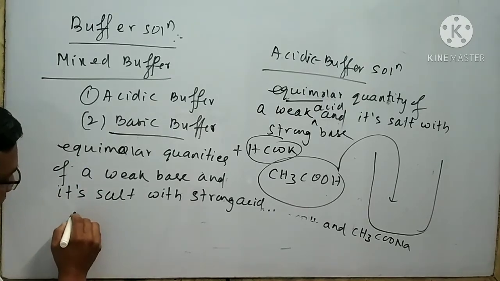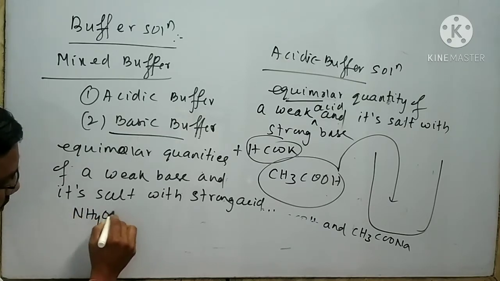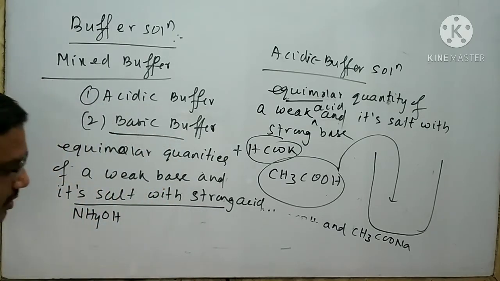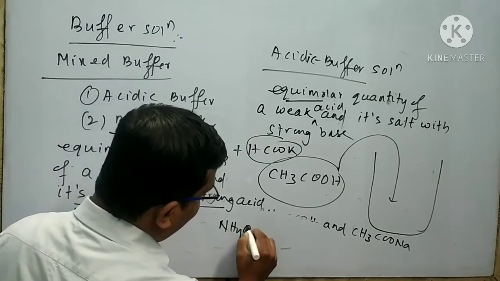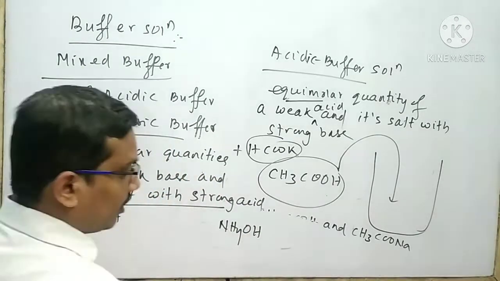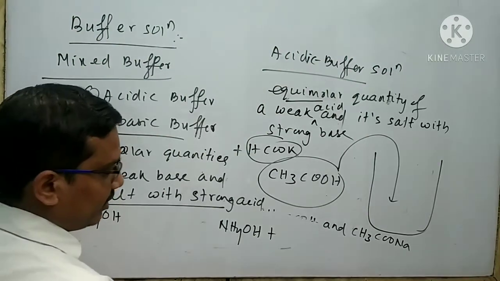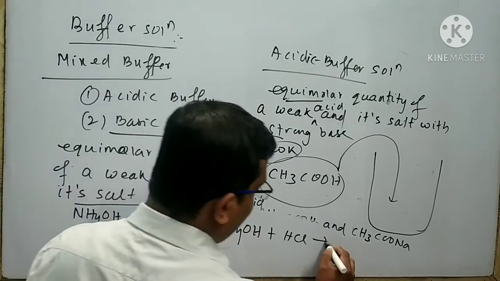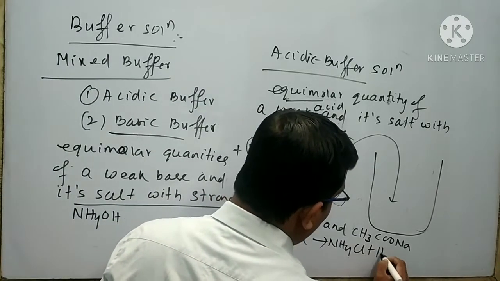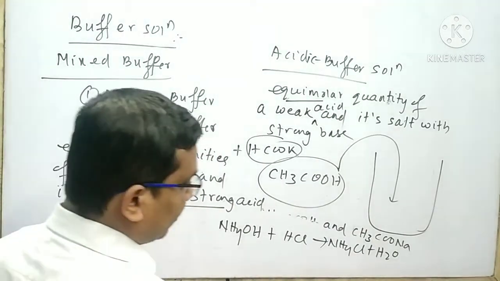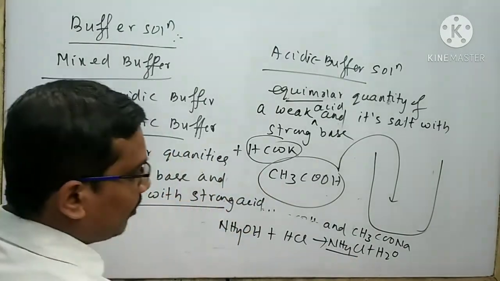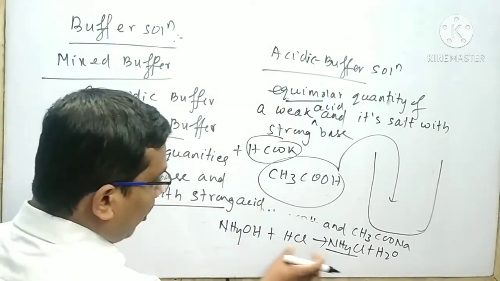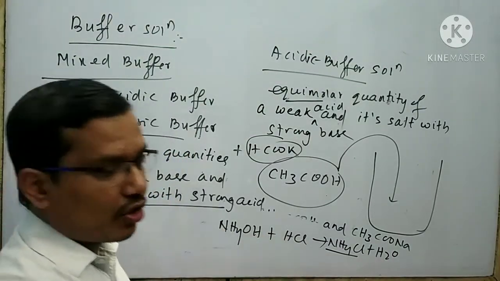Suppose take a weak base, ammonium hydroxide. Its salt with a strong acid means when ammonium hydroxide reacts with a strong acid. Suppose I want to take a strong acid HCl, then what will happen? Ammonium chloride and water are formed. This is an example of a salt, and this salt belongs to the salt of weak base and strong acid.